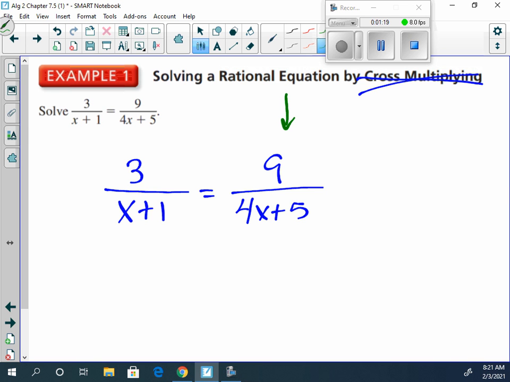Now, if we look at this one here, 9 over 4x plus 5, what do I need to multiply this by so that the denominator would simplify out? Because if I multiply this by 4x plus 5, well, the 4x plus 5 over 4x plus 5 would simplify, yes? Well, what would I need to do to this fraction over here? Because if I multiply this one by x plus 1, those would simplify out, yes? But I can't do just x plus 1 to one side of the equation and 4x plus 5 to the other. We have to do it to both.